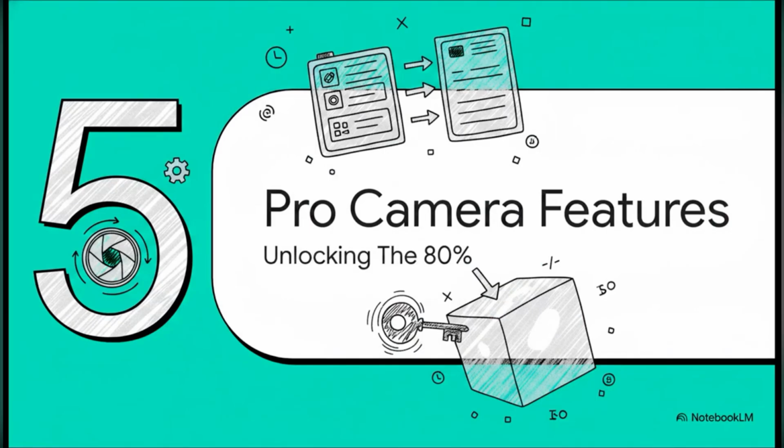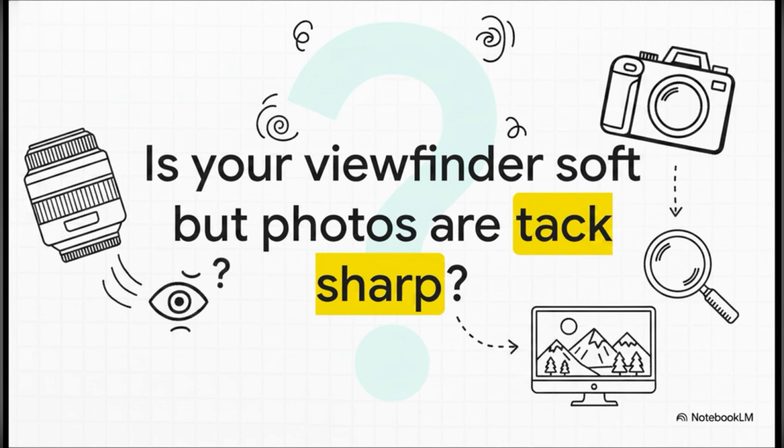Finally, we arrive at Section 5, Hidden Pro Camera Features, unlocking the remaining 80%. For our last section, we're going to dive deep into those complicated menus and unlock the remaining 80% of the camera features you paid good money for, but are probably totally ignoring. Let's start with a totally panic-inducing scenario.